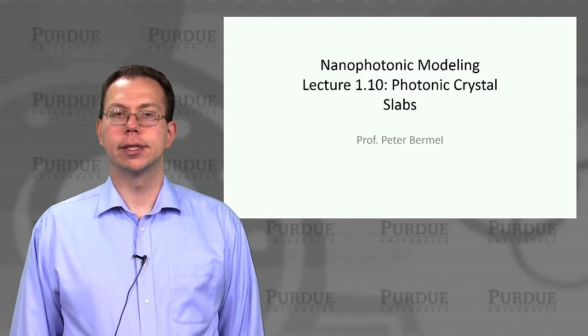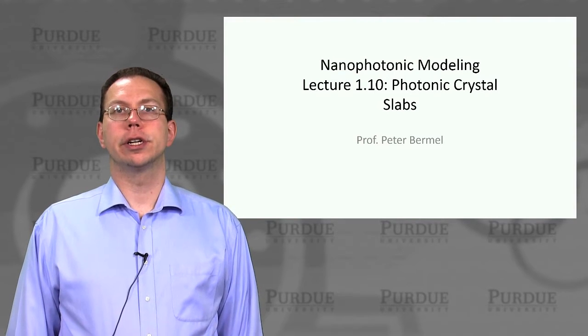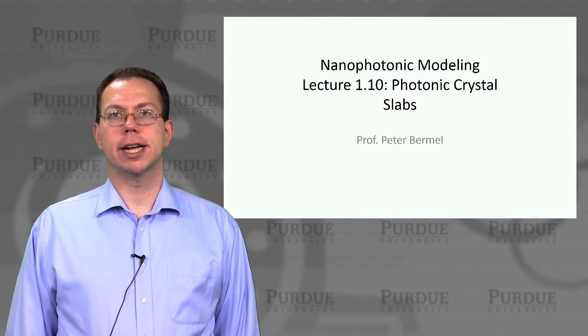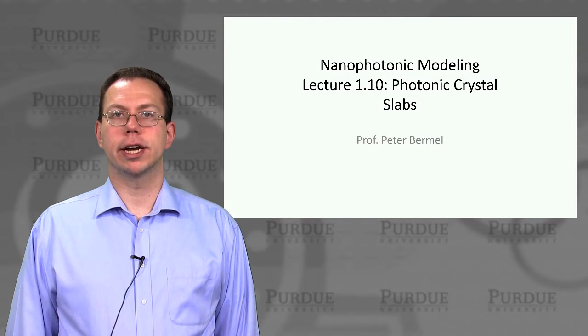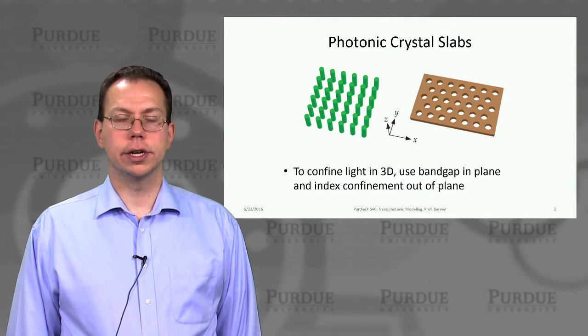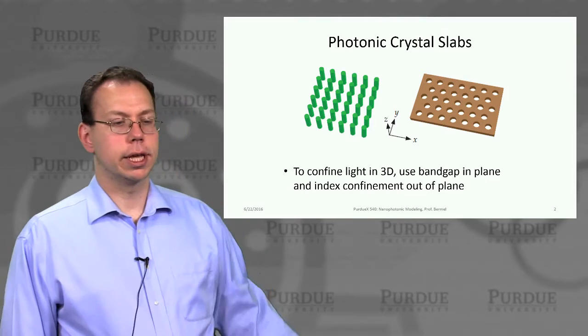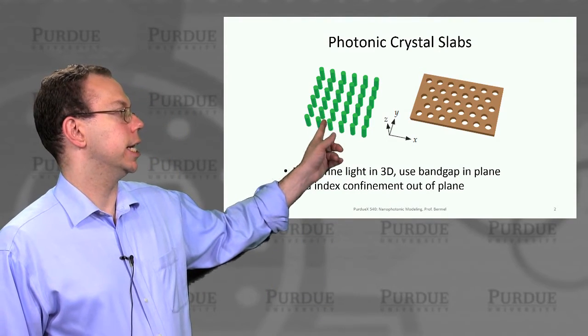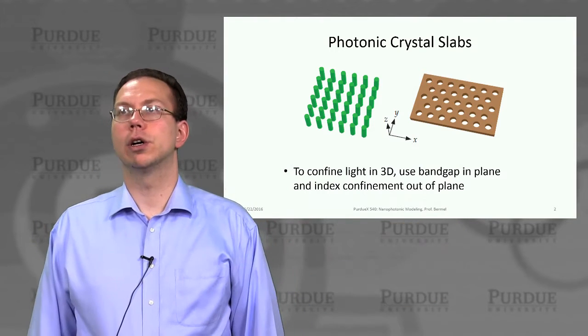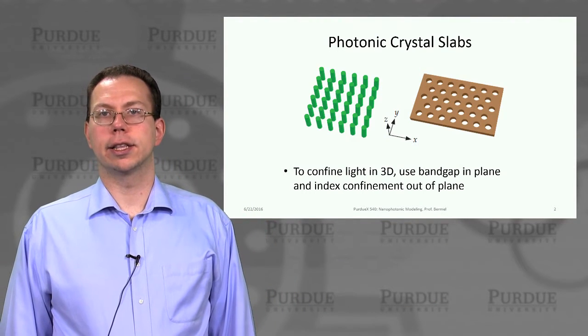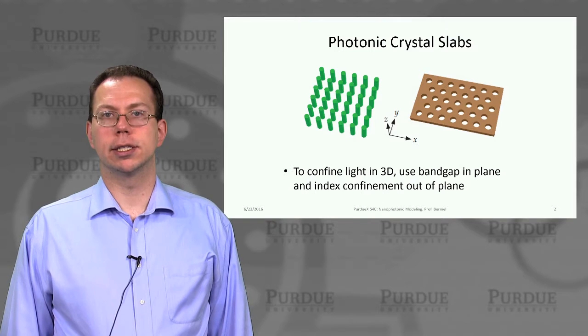Hey everyone, this is lecture 110. So we're continuing from the previous topic of the 1D periodic waveguides to what are essentially 2D photonic crystal slabs. And so here's what they look like usually. They can either be basically an array of rods in air, or more commonly an array of air holes in a high dielectric medium, like maybe a semiconductor slab or wafer.